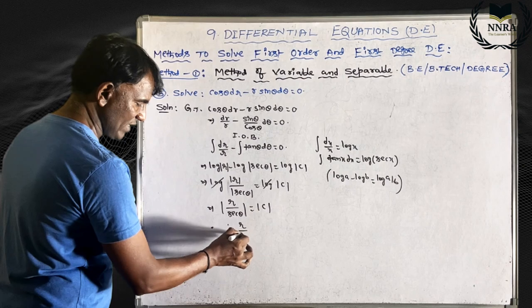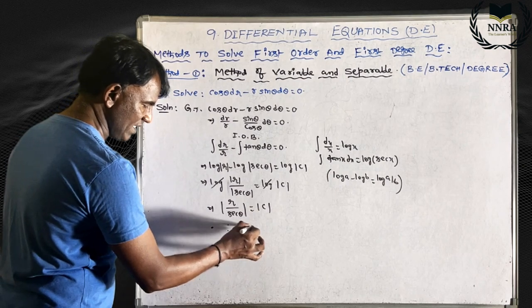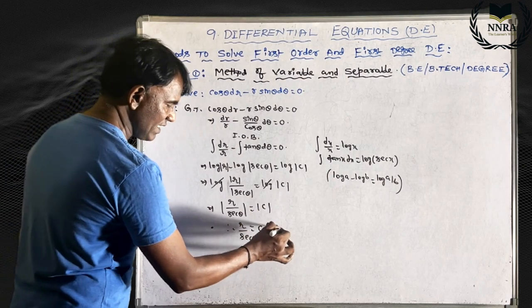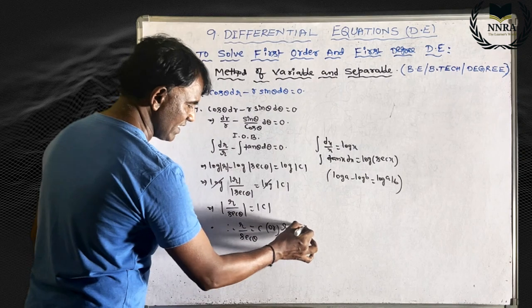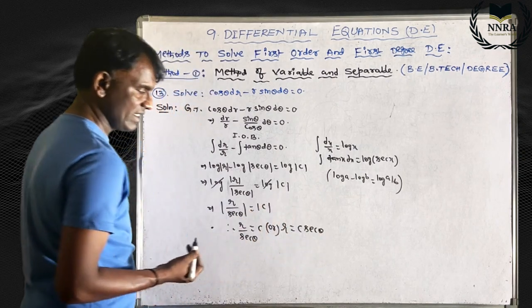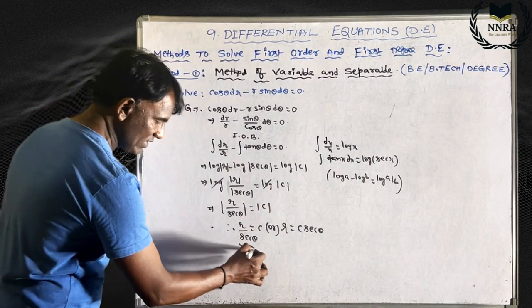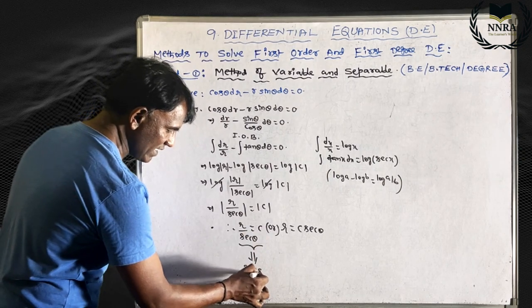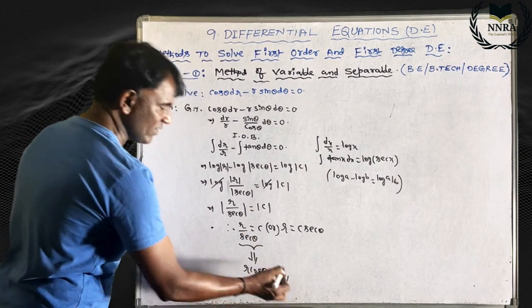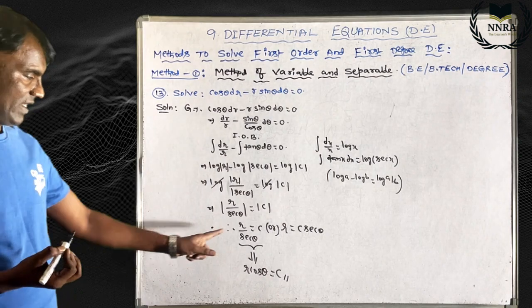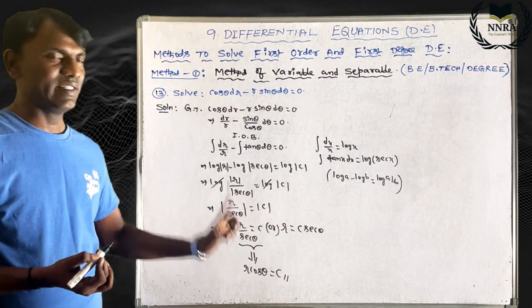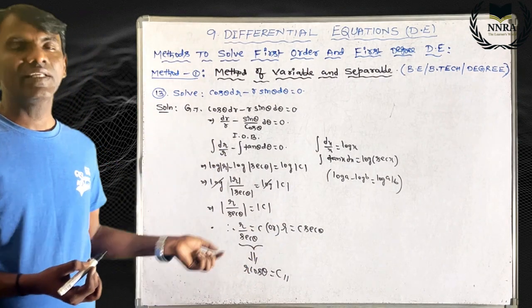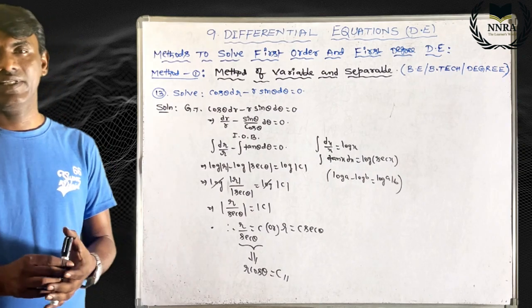Then r by secant theta equal to c, or r equal to c into secant theta. Or the same value can be written like this also. 1 by secant means cos, so r into cos theta equal to c also. So either this one or this one or this one. If it is an MCQ, then it depends on the given options.